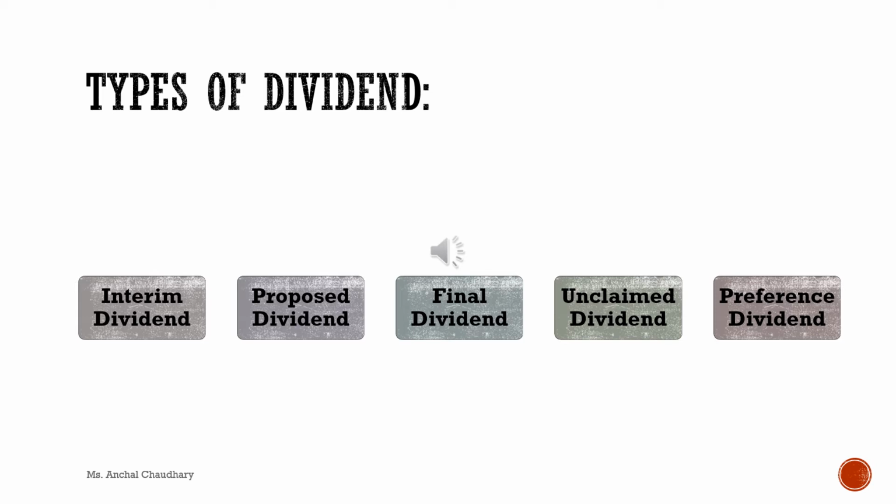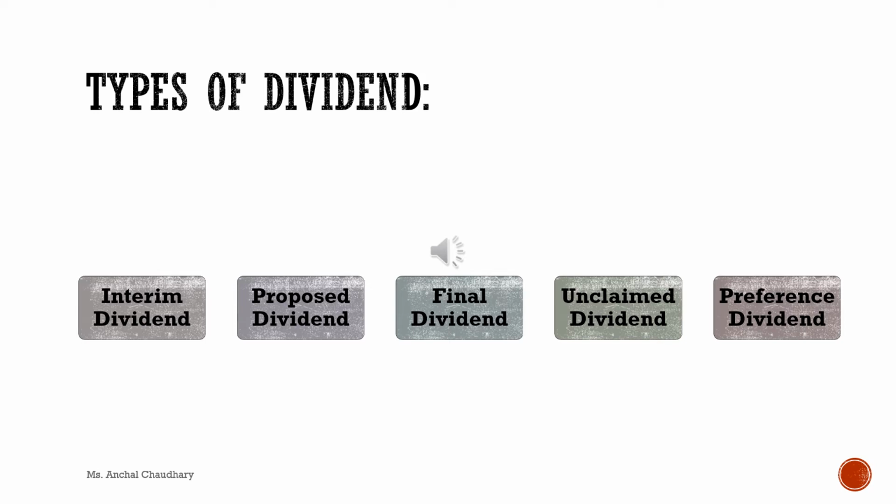So students, it is very important that when you are proposing and declaring an interim dividend, before declaring, you should ensure that you have an appropriate amount of profit or not. And in case you don't have that appropriate amount of profit, then you can't declare this interim dividend. Next is your proposed dividend.